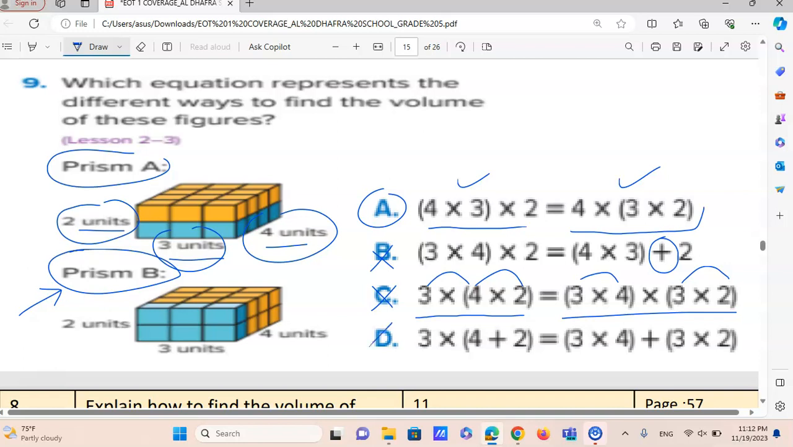What is the mistake in D? It has a plus here, plus here. To determine the volume, we multiply length times width times height. Okay, whatever the order, doesn't matter.